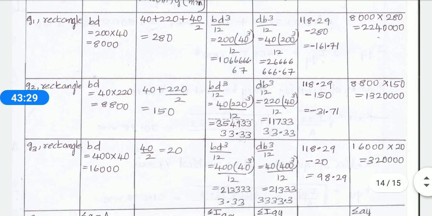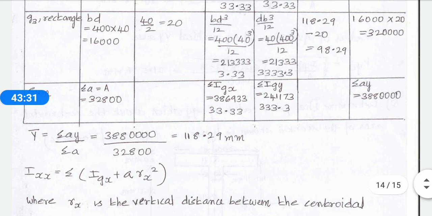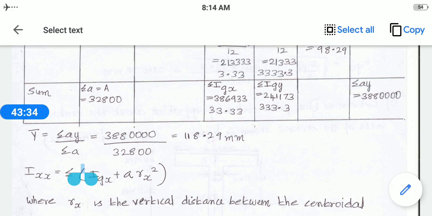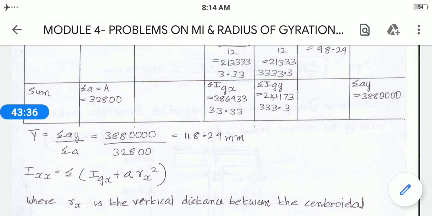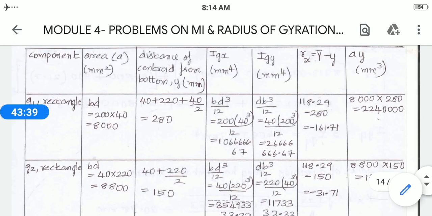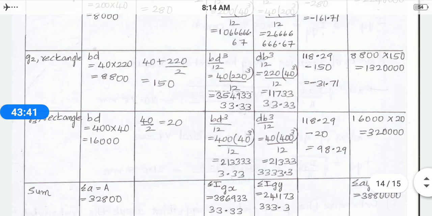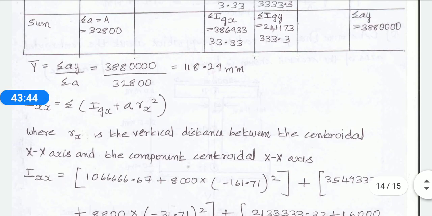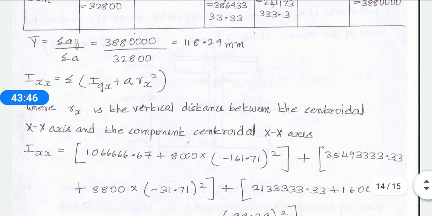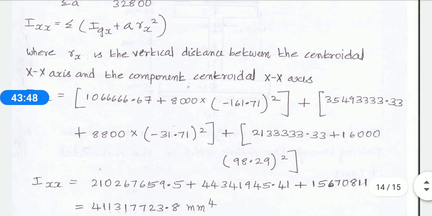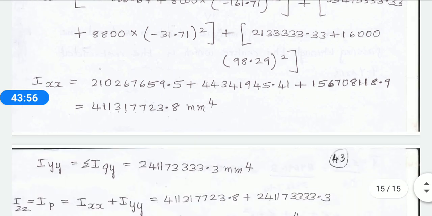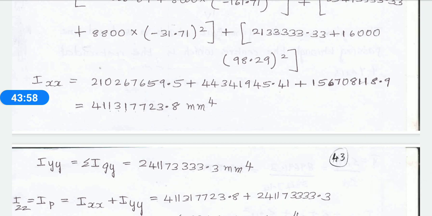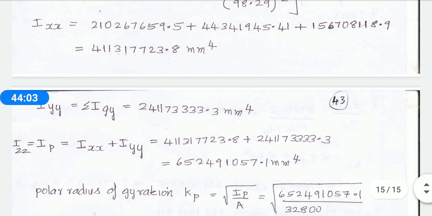Rx means y bar minus y. Find out your y bar first, that is summation of Ay divided by summation of A, and substitute that value, that is equal to Rx. Then summation of Ixx is equal to: do it for the first element, do it for the second element, and add for the third element. So you got 3 elements over here, add up all the 3 and get your Ixx. Iyy is equal to summation of IGy. Whatever value you got from the table, you directly substitute in Iyy.